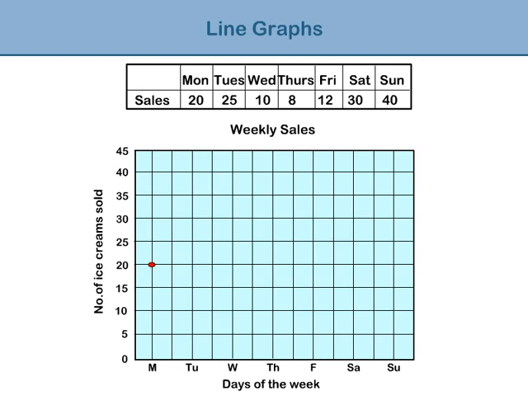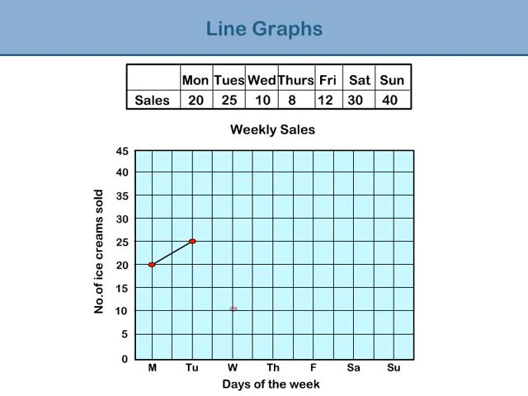There were 25 ice creams sold on Tuesday. Read up the y-axis until you reach 25, then move right until you find the line for Tuesday. Again, plot a point. Now join the point for Monday and the point for Tuesday with a single straight line.